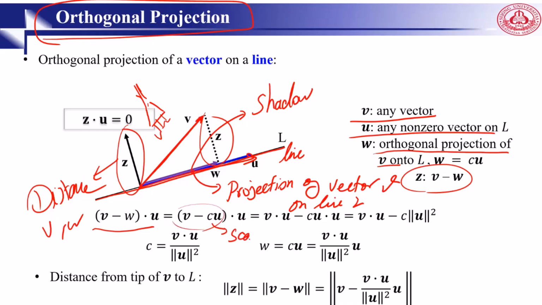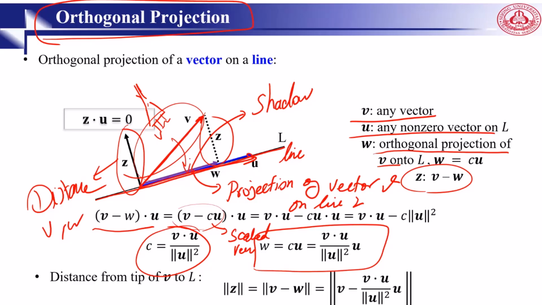This is equal to V dot U minus CU dot U, which is equal to V dot U minus C times the norm squared of U. To find C, we want to know the scaled vector, so we will use this formula. Once we find C, we will form this one to find the projection of V on this line.